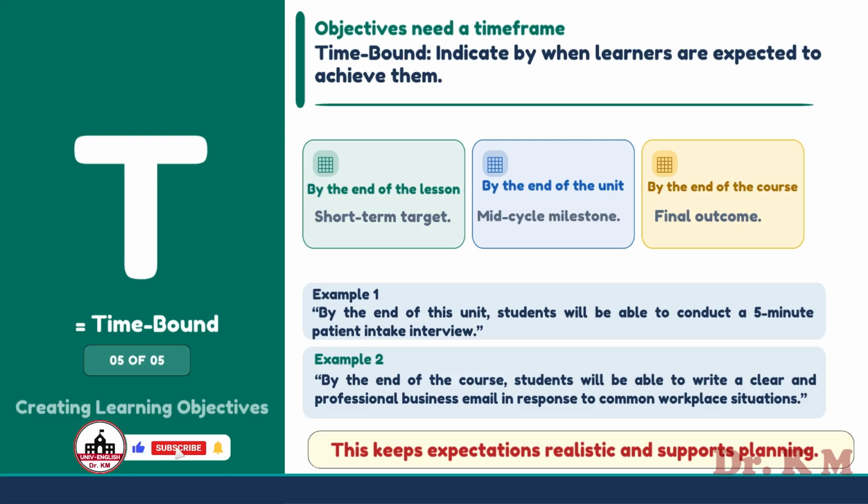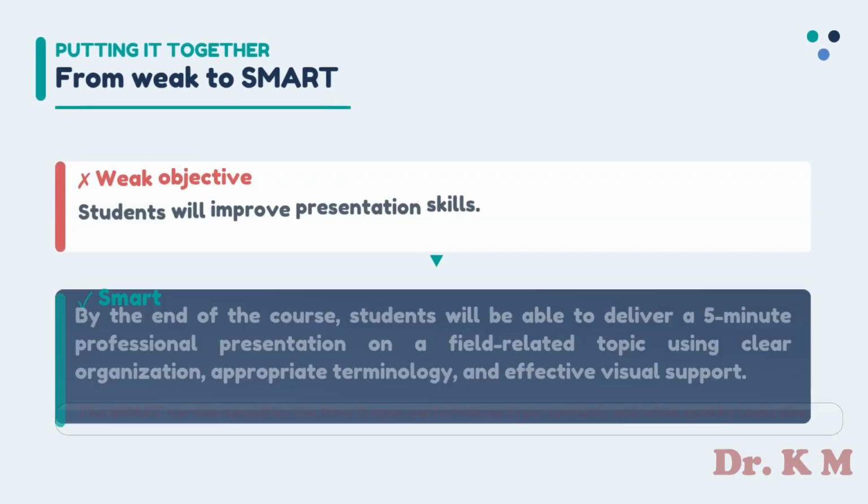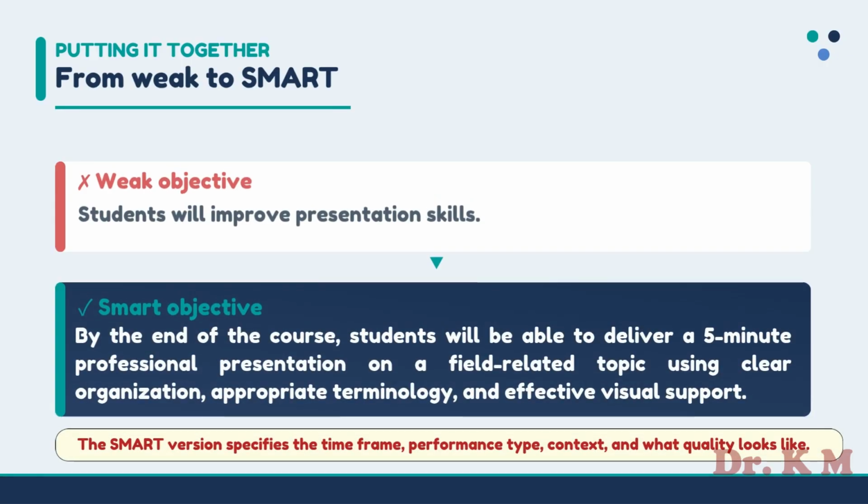By the end of the course, students will be able to write a clear and professional business email in response to common workplace situations. From weak to SMART. Weak objective: Students will improve presentation skills. SMART objective: By the end of the course, students will be able to deliver a 5-minute professional presentation on a field-related topic using clear organization, appropriate terminology, and effective visual support.